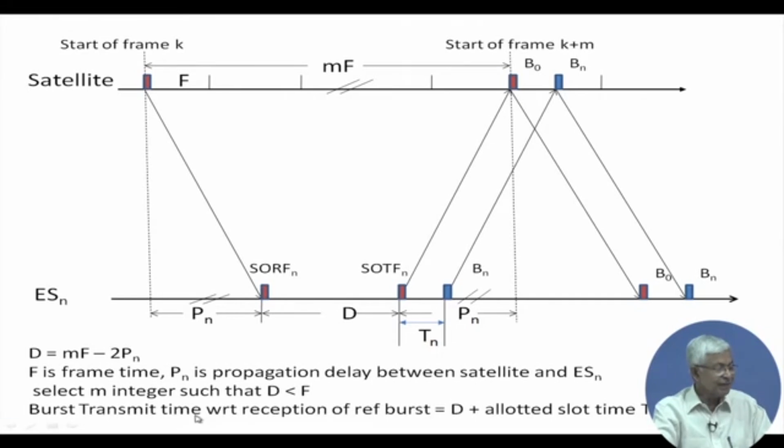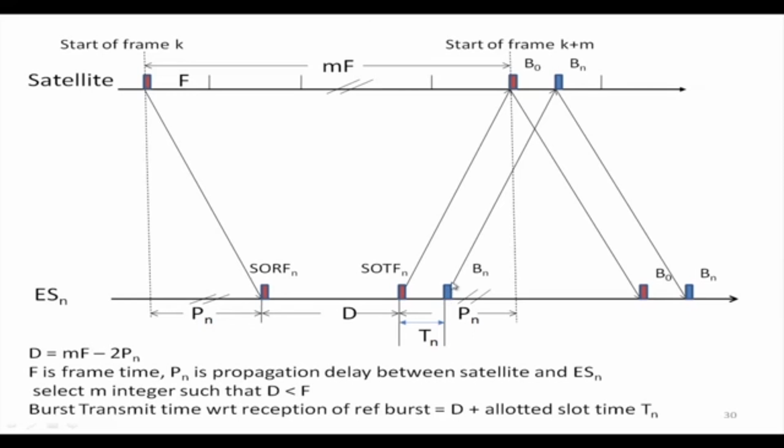So, the burst transmit time with respect to the reception of the reference burst will be d plus Tn, d plus the allotted slot time Tn. Up to this we have seen earlier, but during initial acquisition he actually has to be more careful about transmitting exactly here, because just a guard time away the other burst is waiting. If your propagation delay calculation is wrong, you will fall into that. Therefore, he should not transmit at the beginning of the burst; he should transmit somewhere in the middle of the burst with a very small pattern. That is what initial acquisition is.